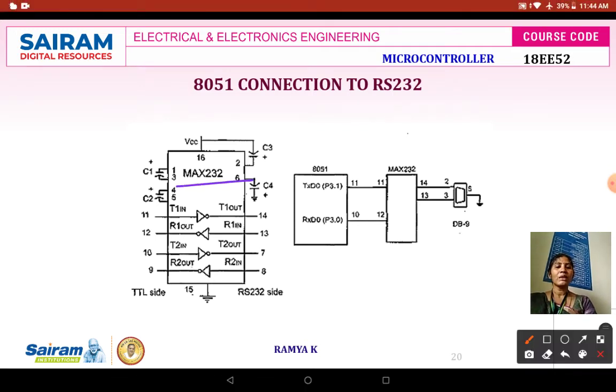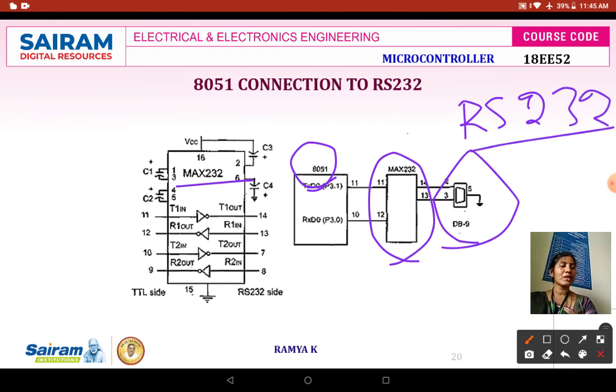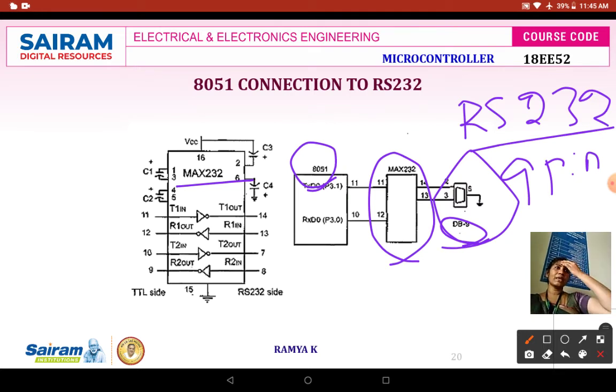MAX232 is a chip that we are going to use as an interface between your 8051 microcontroller and RS232. This RS232, you can call it as DB9. RS232 is an interfacing port which has 9 pins. It is a 9 pin connector, so you can call it a DB9 connector.